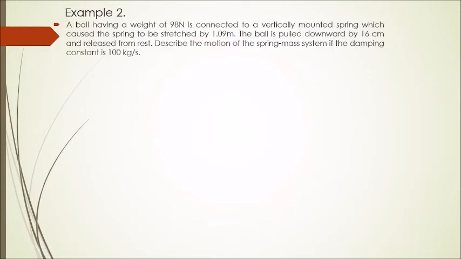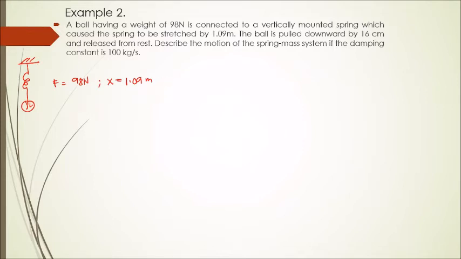Okay, so we now proceed with the second example for damped free vibration. Now a ball having a weight of 98 newtons is connected to a vertically mounted spring. So basically mo siya inani no. There is this force equal to 98 newton, which caused the spring to be stretched by 1.09 m. So x is equal to 1.09 m, and then the ball is pulled downward by 0.016.